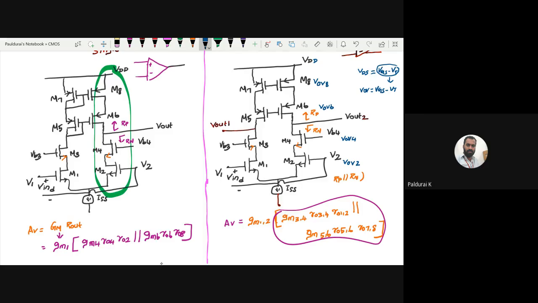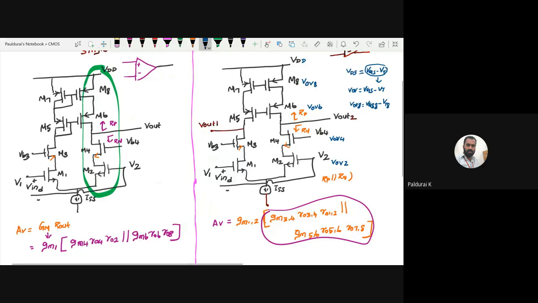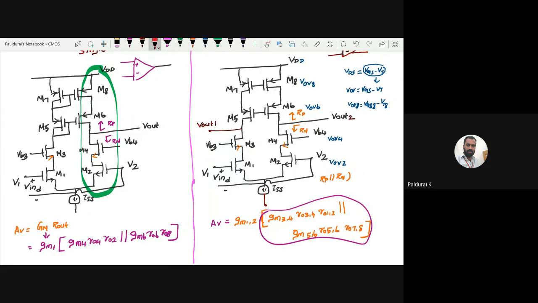So what is the formula for overdrive voltage 8? Simply it is Vgs8 minus Vt8. Vt stands for threshold. Okay, so now what is the voltage swing formula here? Anyone? First I will write it here, the voltage swing formula.